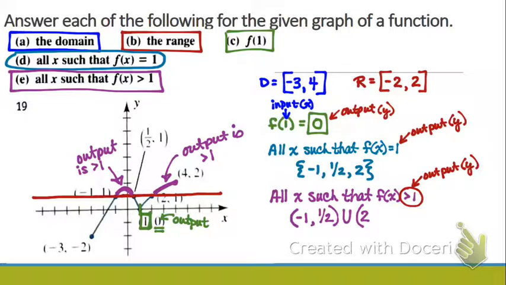All the way until I get to where? 4. Can I touch that one? Yeah. Why? Yeah, it ends, but it's above that line. My output is bigger than 1 over there, so that is allowed.